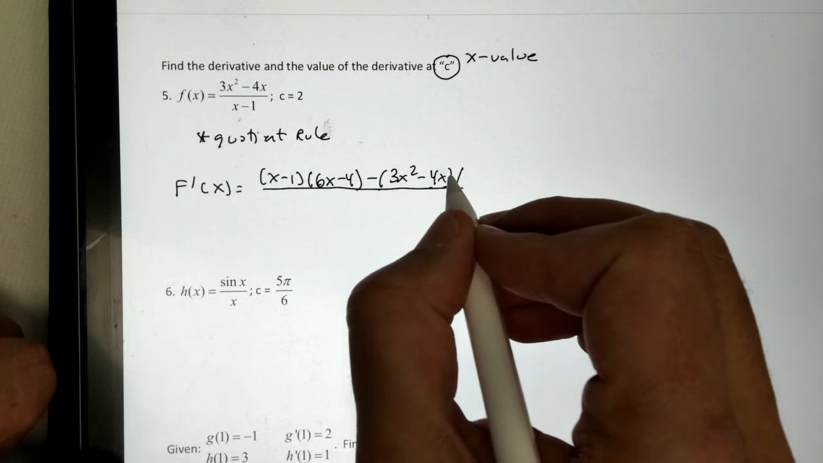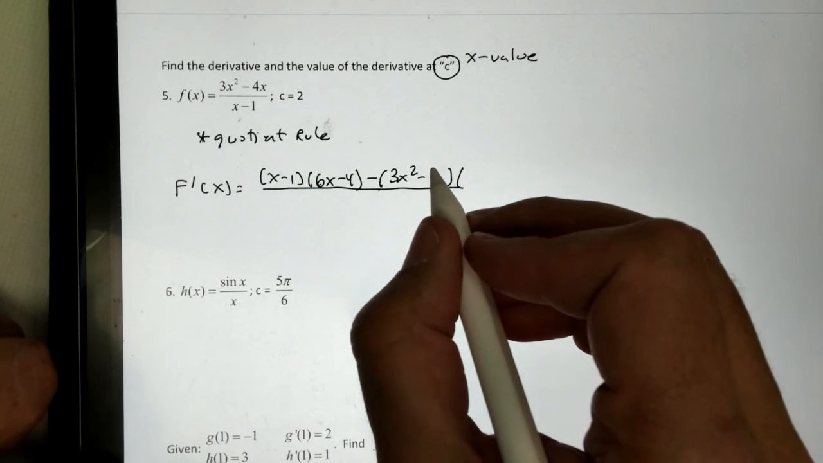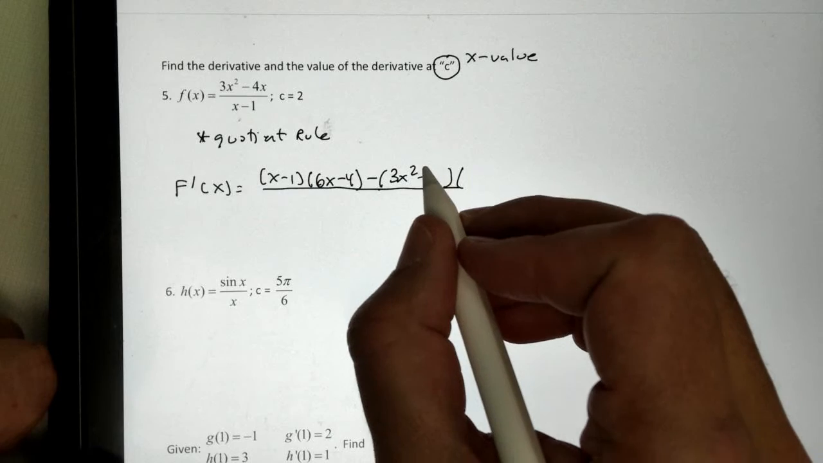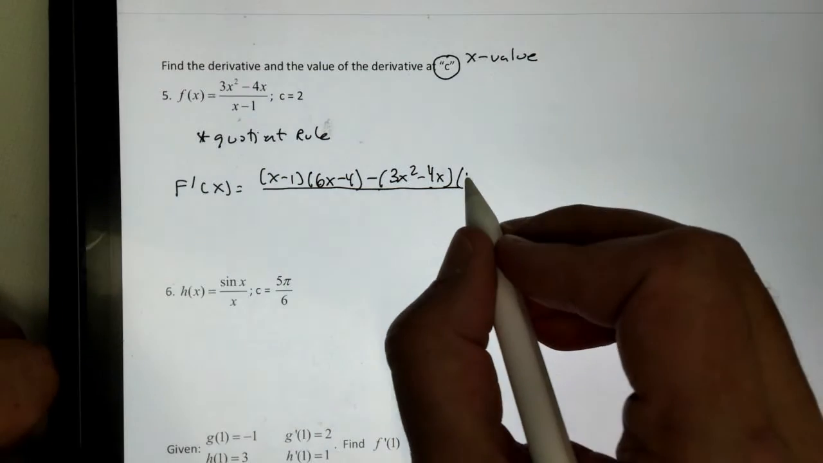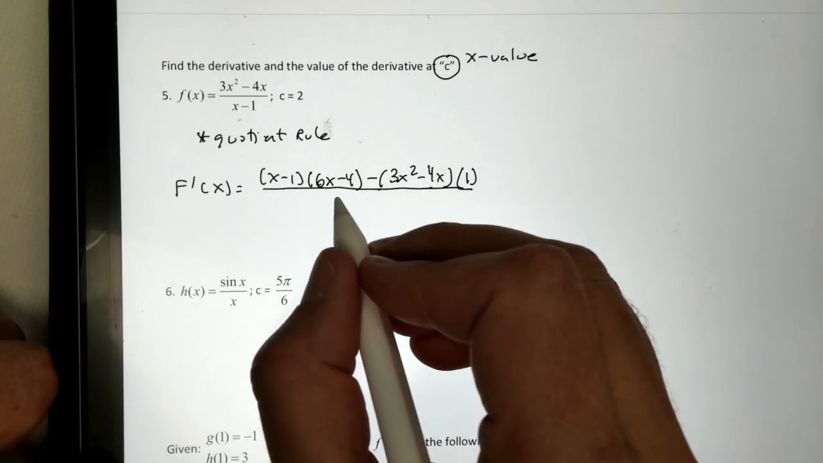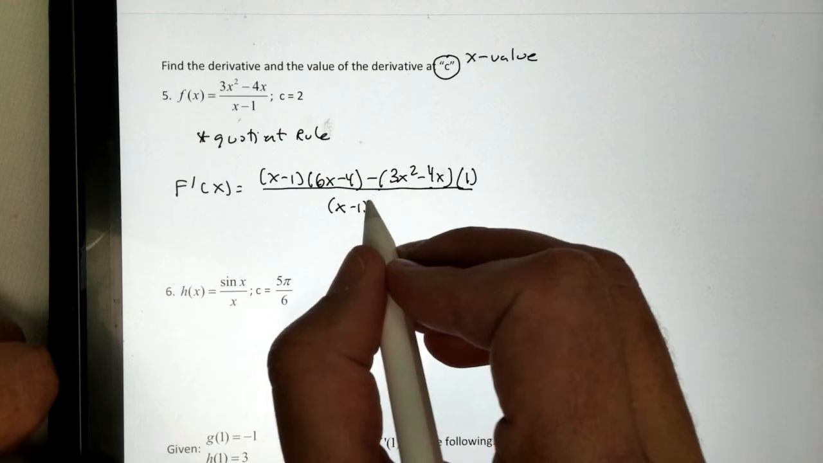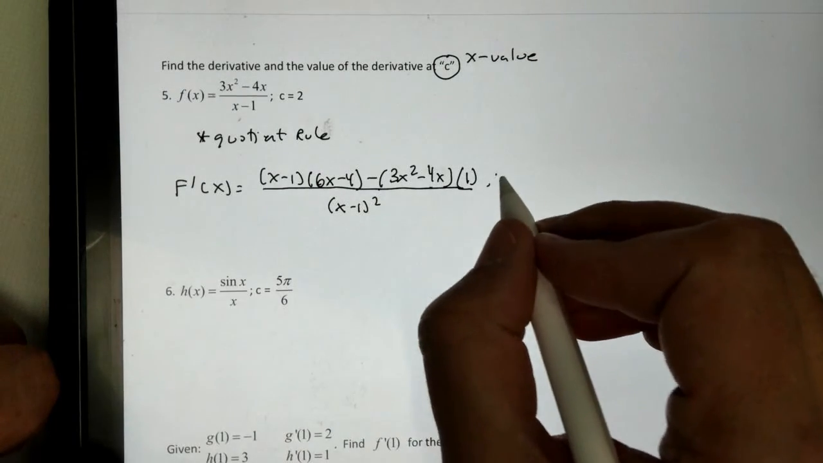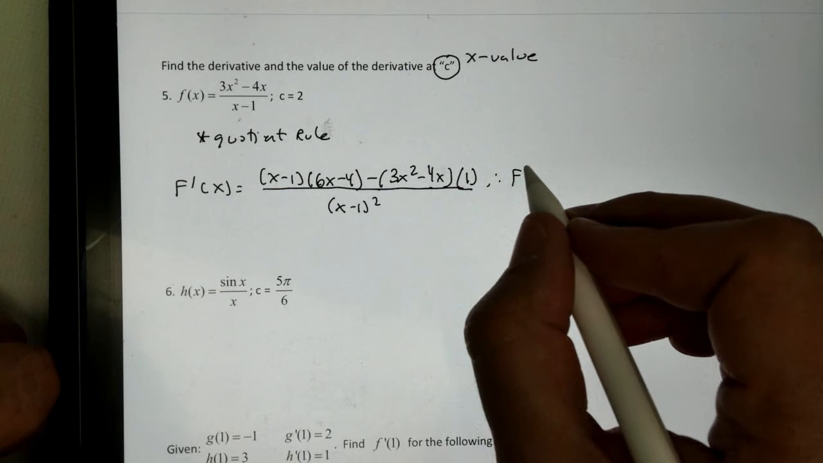Well, what's the derivative of the bottom here? That looks like a parenthesis there. There we go. It should be 4x. And on the bottom, the derivative of the bottom is just going to be 1. We're going to then divide that by the bottom function squared. And we're not done yet. I mean, that's my derivative. Perfect job. But now we have to plug in the 2.